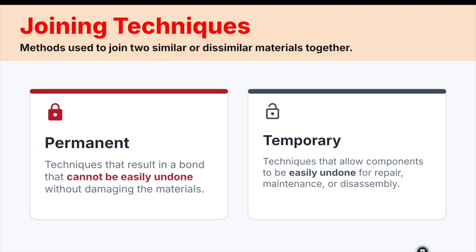So first of all, a joining technique is a method used to join two similar or dissimilar materials together. And if you want them to be permanently joined together, you need to select a technique that results in a bond that cannot be easily undone without damaging the materials. And if you want them to be temporarily joined together, then you need to select techniques that allow components to be easily undone for repair, maintenance, or disassembly. And so this is the big question that you have to ask yourself when you're putting together two different materials. Do I want these materials to come apart, or do I want them to stay together?